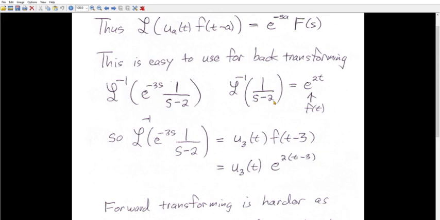So according to the rules here, the inverse Laplace transform of e to the minus 3s times 1 over s minus 2 needs to be u3 of t times f of t minus 3, and you'll remember that f of t is e to the 2t, so we get u3 of t times e to the 2 times (t minus 3).